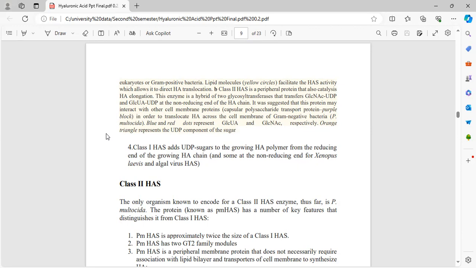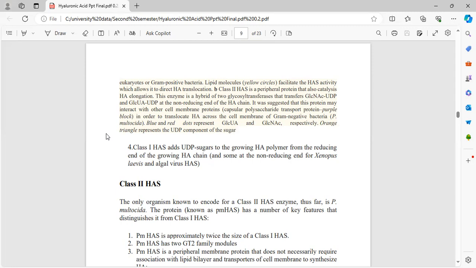It was suggested that this protein may interact with other cell membrane proteins, such as the capsular polysaccharide transport protein (purple block), in order to translocate hyaluronic acid across the cell membrane of gram-negative bacteria. Blue and red dots represent GlcUA and GlcNAc respectively. The orange triangle represents the UDP component of the sugar.